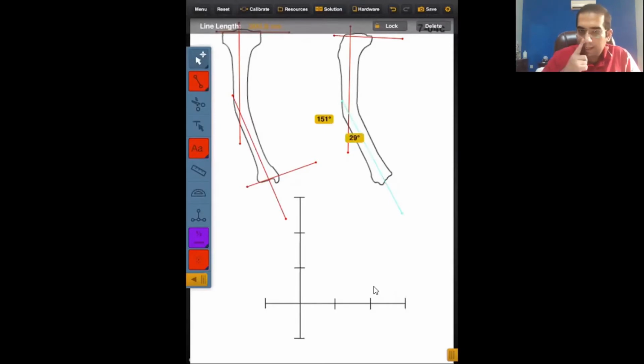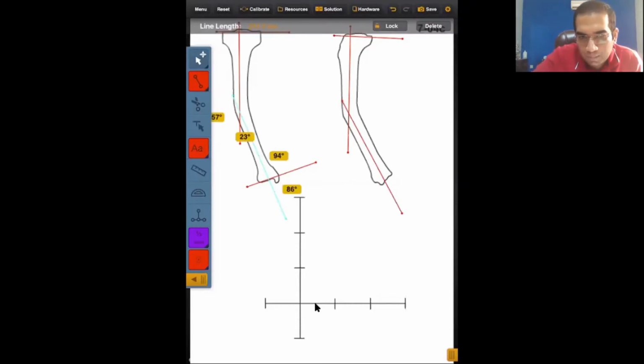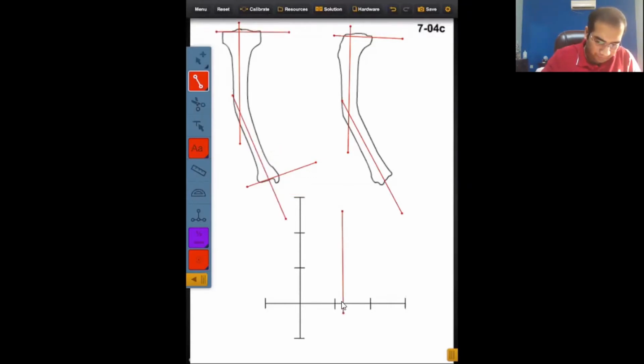What I will be doing now is, using my scale, first marking 23 degrees on this side. Let's say that this is 10 degrees, this is 20, and this is 23. So this is my 23 degrees line, and since the deformity here is 29 degrees, this is 20, and 29 will end up over here.